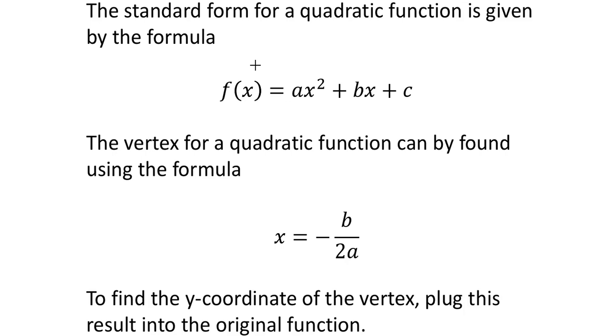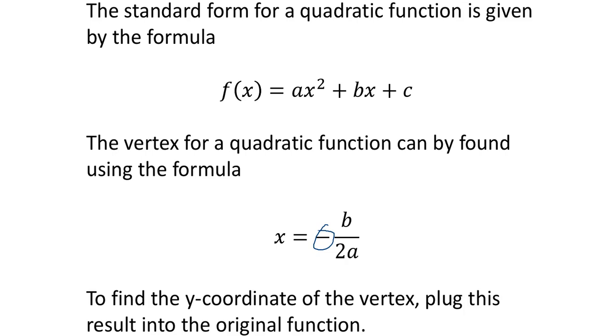To find the vertex when it's in standard form is going to be a little bit more work. When it was in vertex form, we could just read the vertex directly off the equation. When it's in standard form, we have to compute the vertex. We have to use a formula and calculate it. The vertex for a quadratic function can be found using the formula x equals negative b over 2a. Please note the negative sign in front of that fraction. It kind of blends in with the fraction bar, but there is a negative sign in front of that, and that's important to make sure we get the right answer.